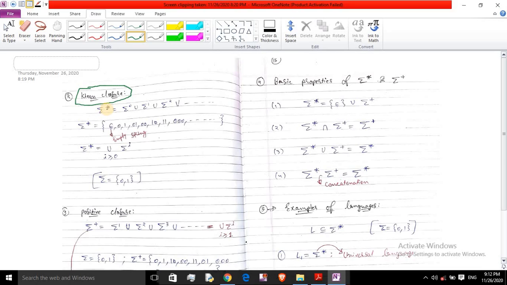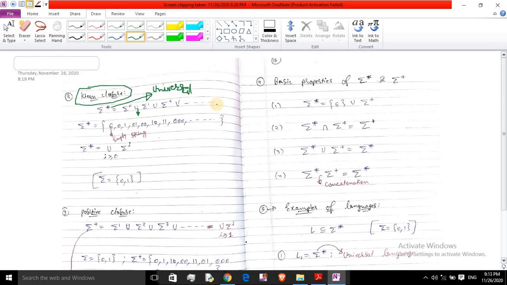Suppose we have sigma star like this. This is for the universal language. The universal language contains the alphabets of all powers. It also contains the alphabet of 0 power and of 1 power. This is the union symbol. There is sigma to the power 0 union sigma to the power 1 union sigma to the power 2 union.